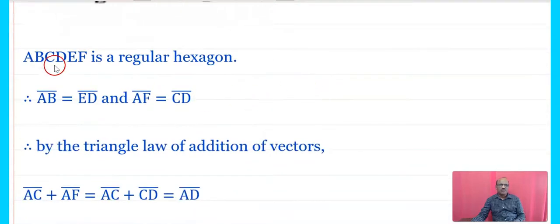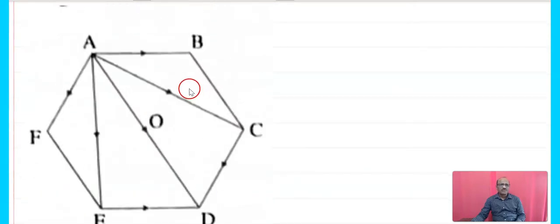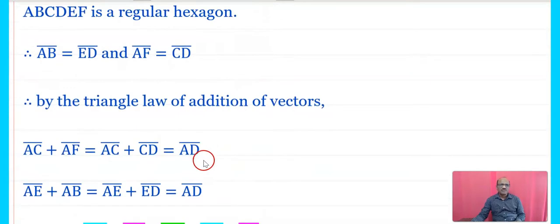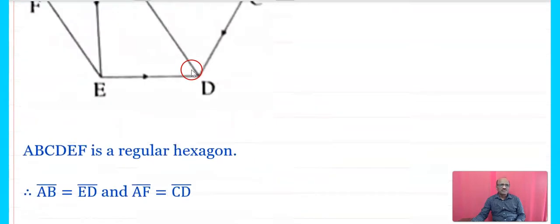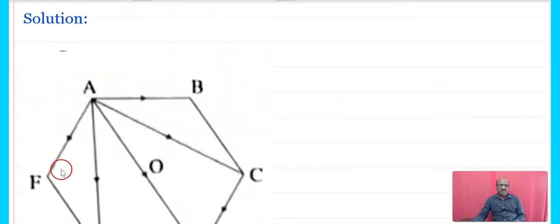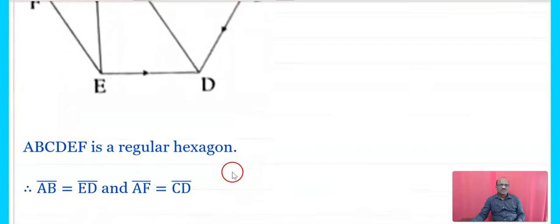First of all, ABCDEF is a regular hexagon. AB bar is equal to ED bar. AF bar is equal to CD bar.